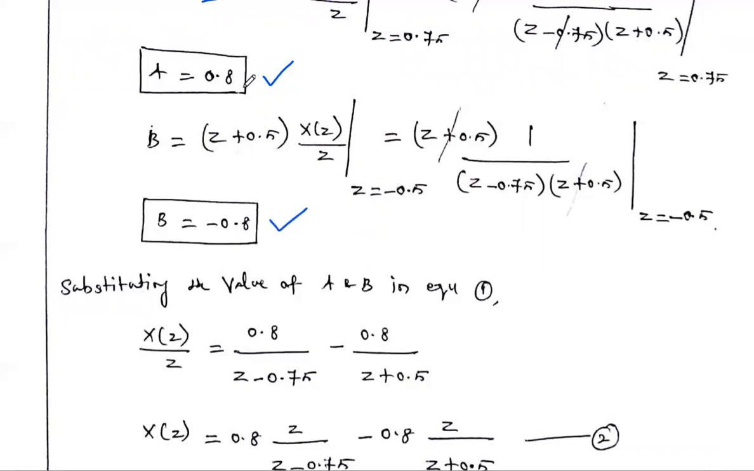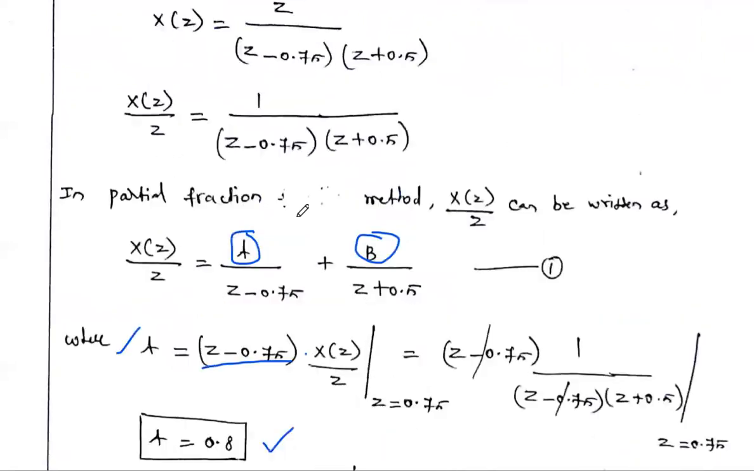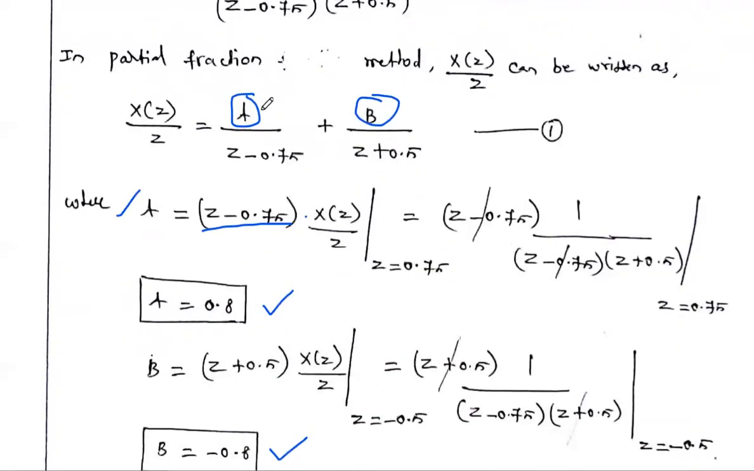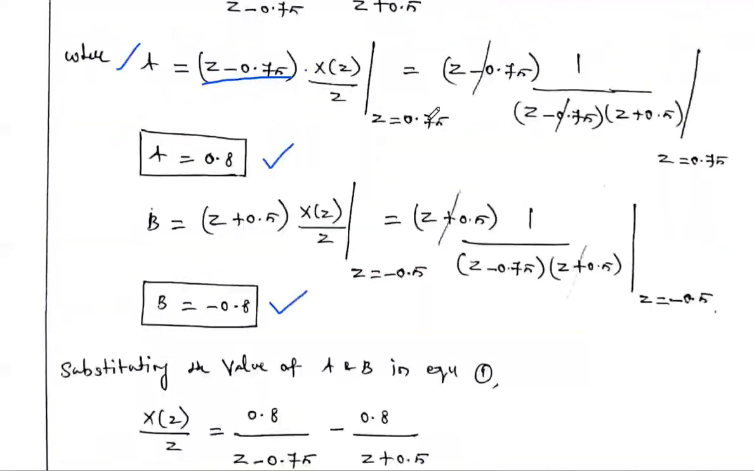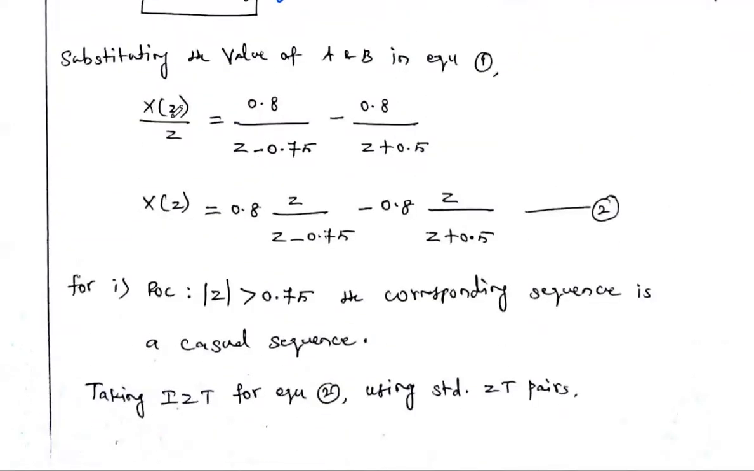So what is the next step? We have to substitute the values of A and B in this equation number 1, the partial fraction equation. So A is 0.8, B is minus 0.8. That's all. After substituting that, we may get X of z by z equal to 0.8 divided by z minus 0.75 minus 0.8 divided by z plus 0.5. Okay, so that's all. And next one.